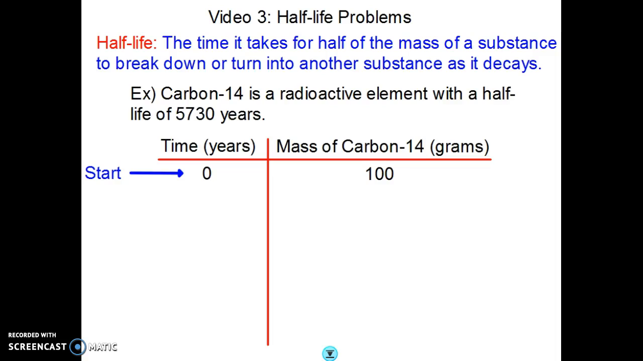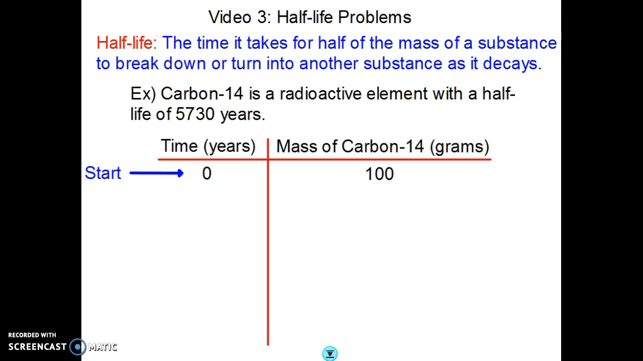This video deals with a very specific application of continuous decay called the half-life problem. Before we get too far into an actual example, I want to first make sure we're all on the same page as to what half-life is. A half-life is just the time it takes for half of the mass of a substance to break down or turn into another substance as it decays away.